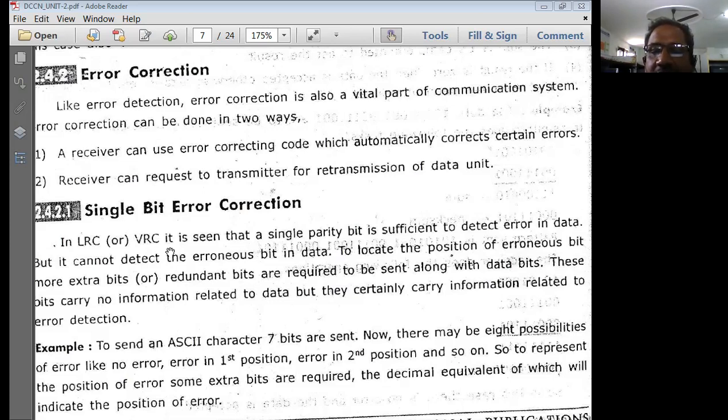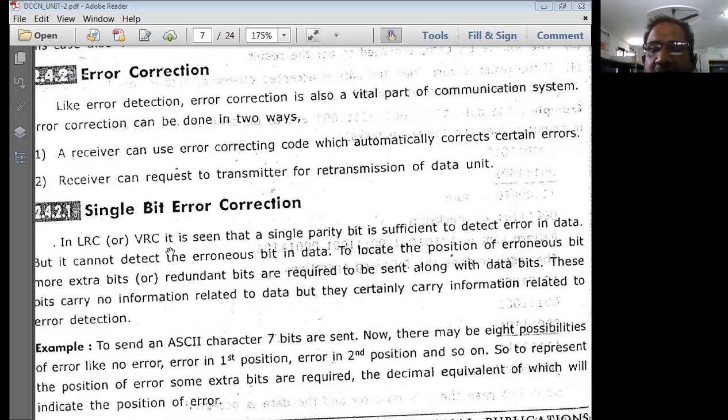Instead of the receiver sending a negative acknowledgement to the sender, if the receiver is able to repair that particular data frame, it should be in a position to repair it. If that really happens, what is the advantage that we are going to have? The receiver doesn't send any negative acknowledgement to the sender, and the sender need not retransmit the data.